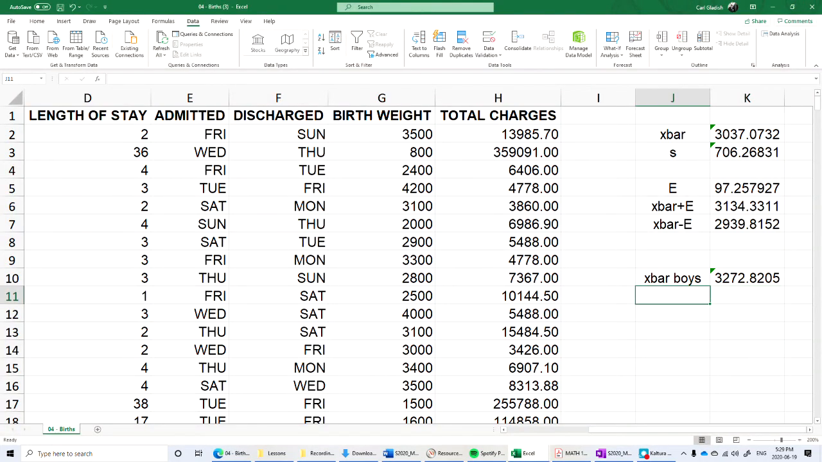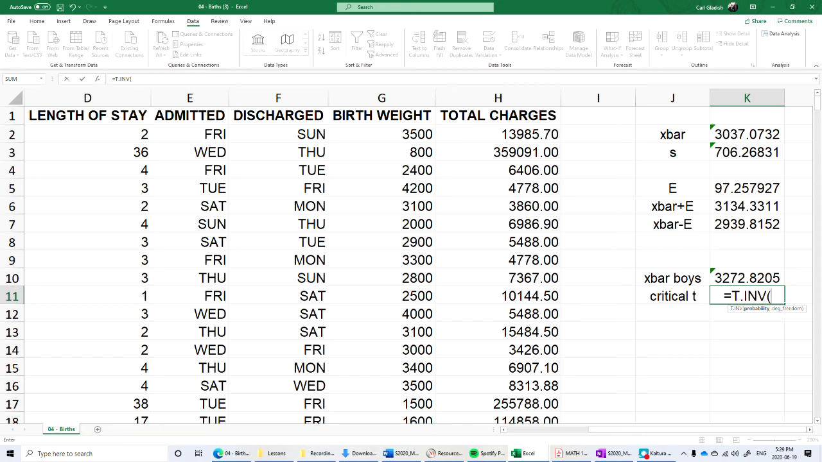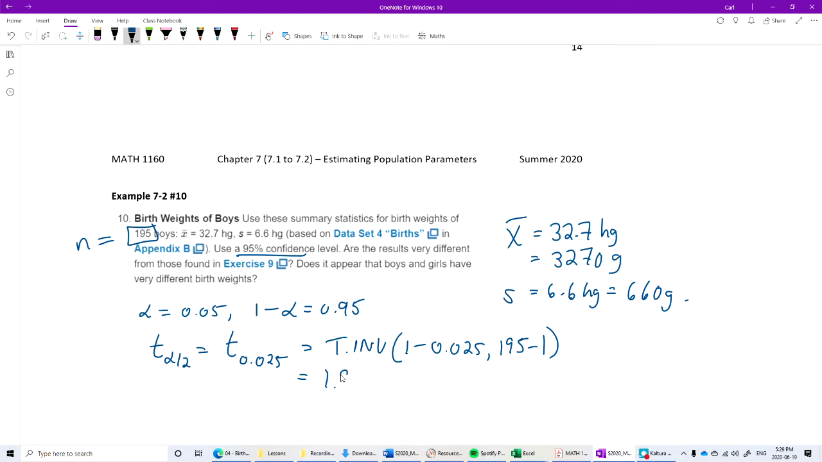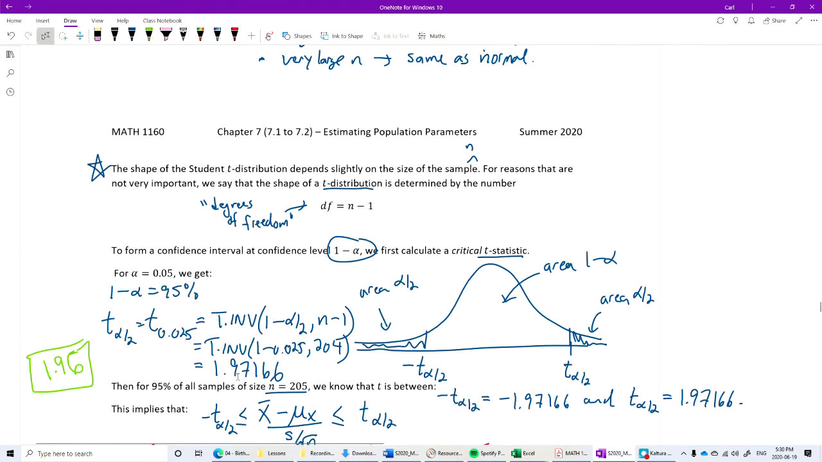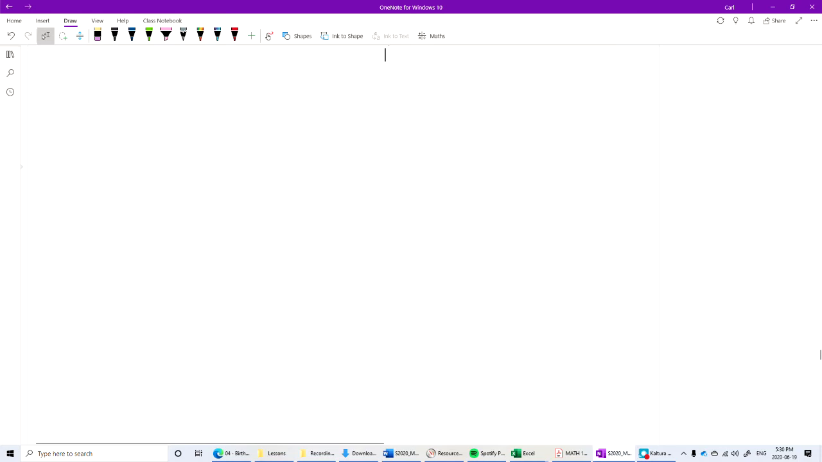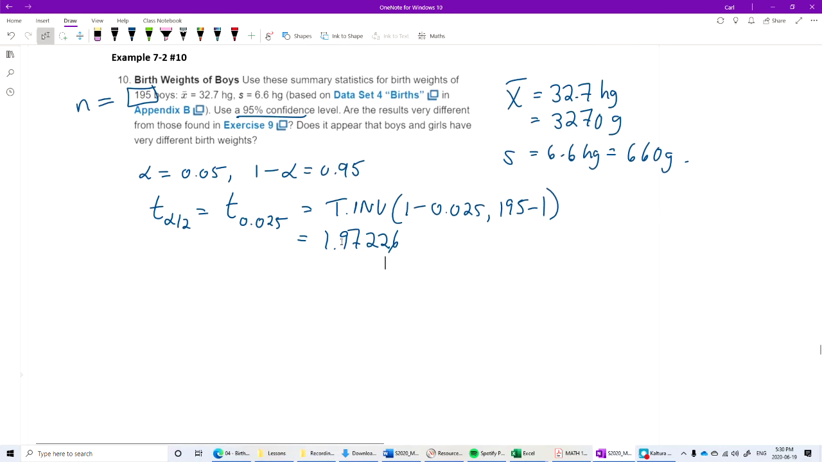Oh yeah, we were calculating the t. So the critical t value is going to be equals t dot inverse 1 minus 0.025, 195 minus 1, 1.97226. So that's slightly different than the t from the girls. The t from the girls was 1.97166. This one is 1.97226. Why is it different? Because it's a different n.